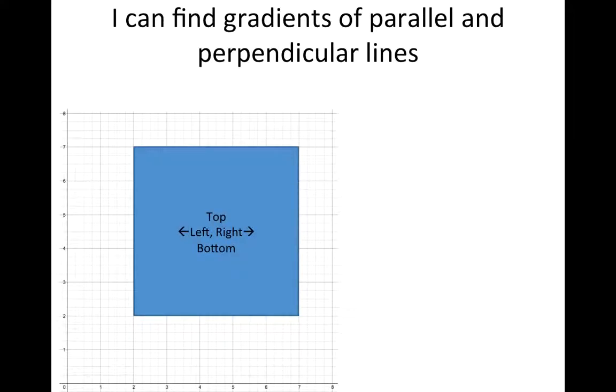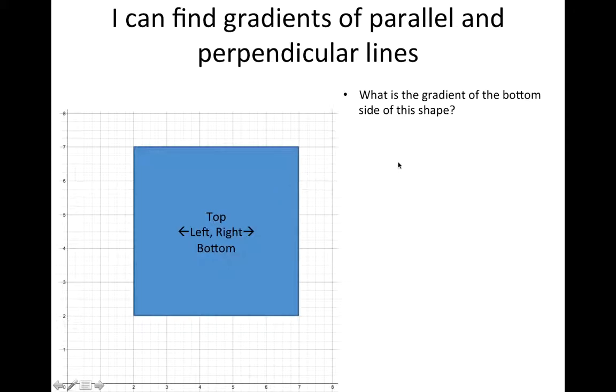So something else that might be interesting for us to explore is the relationship between gradients of parallel and perpendicular lines. So here we've got a box, and we're going to talk about a few of the lines that relate to this box. One is a line that goes along the bottom. One is the line that goes across the top. Then we've got the line that goes down the right-hand side and the left-hand side of this box.